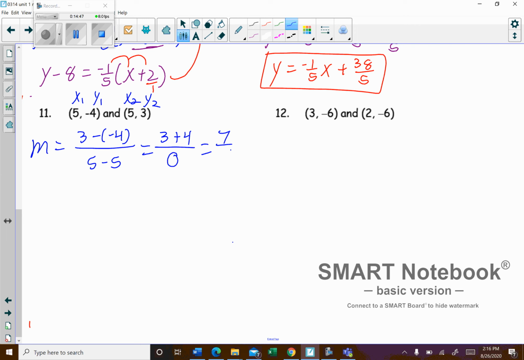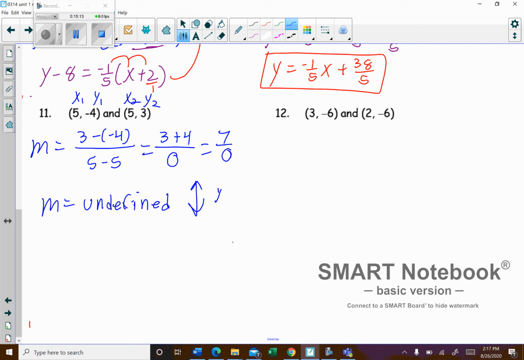So I end up with 7 over 0. And so you might be unsure, what is it? Is it 0? Is it undefined? Well, a way to try to remember this is if the 0 is under the line, it's undefined. So just a little way to help you remember that. So undefined, okay? And so you should automatically think vertical line.